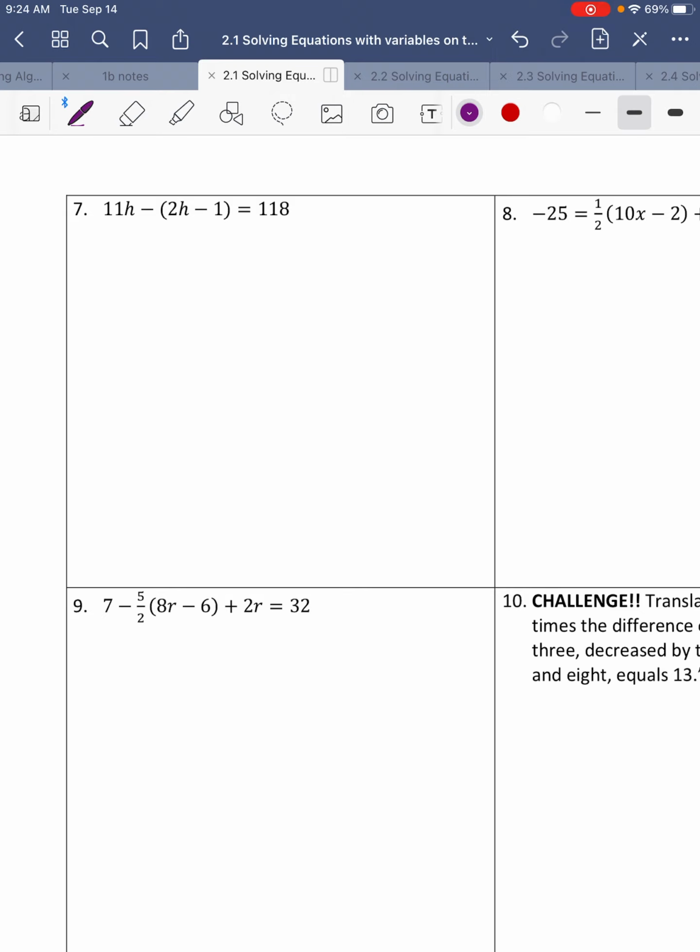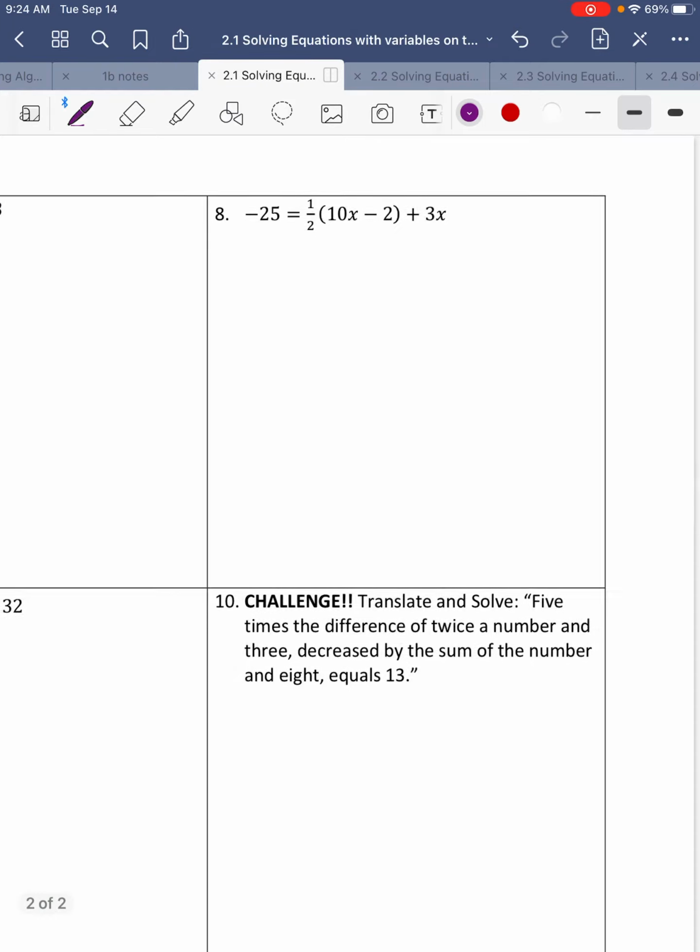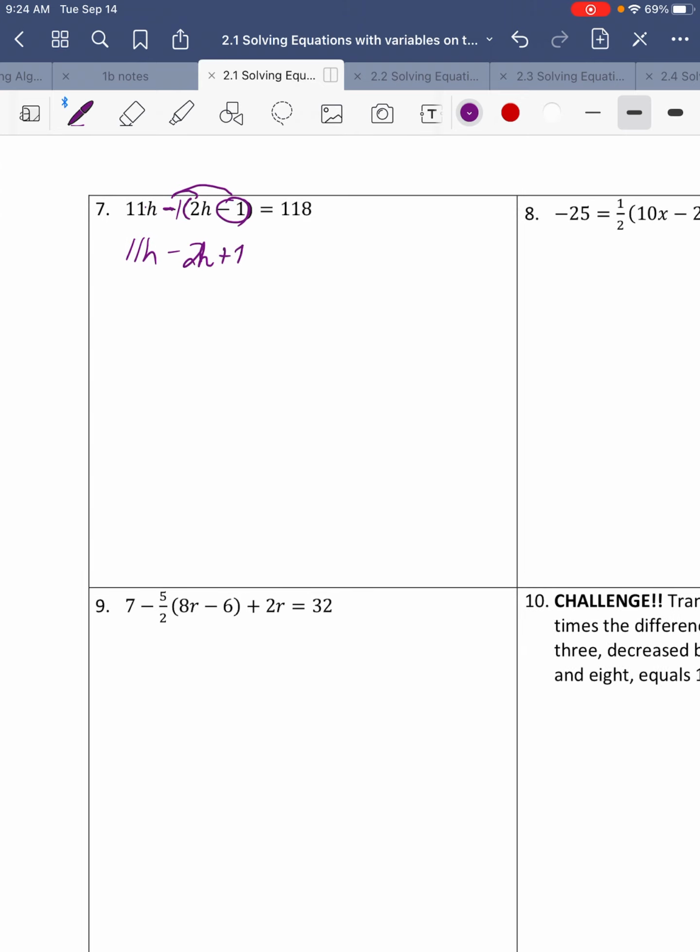7, it's very similar stuff. We have the negative 11h minus, and we're going to subtract the quantity of 2h minus 1. So what you're doing is you're really going to distribute this negative 1. So we have 11h comes down. Negative 1 times 2h is a negative 2h. Negative 1 times a negative 1 is an actual positive 1.